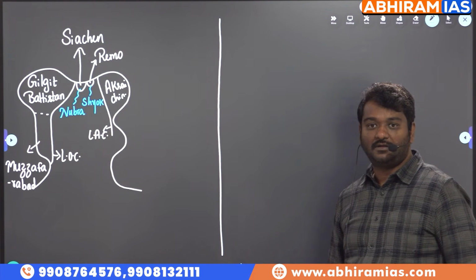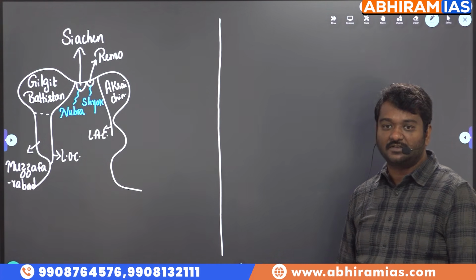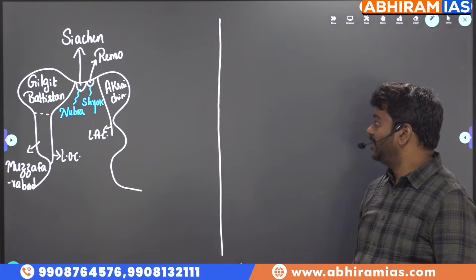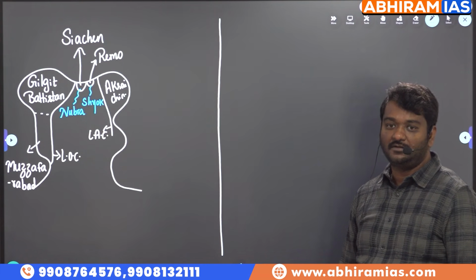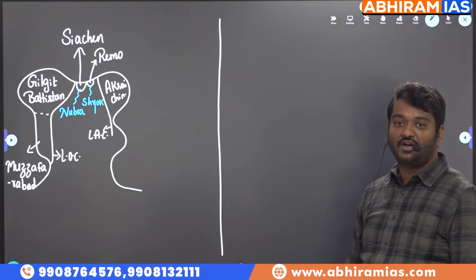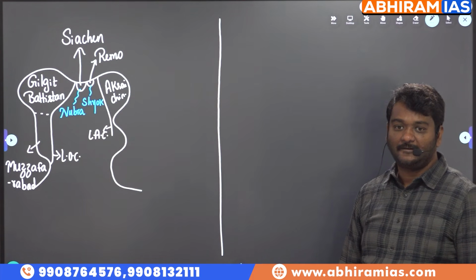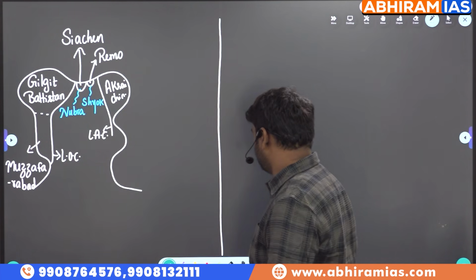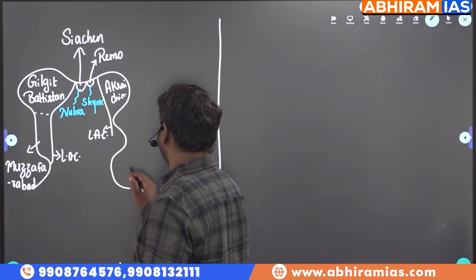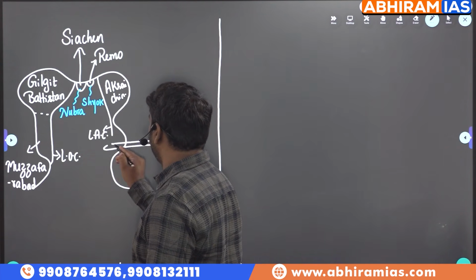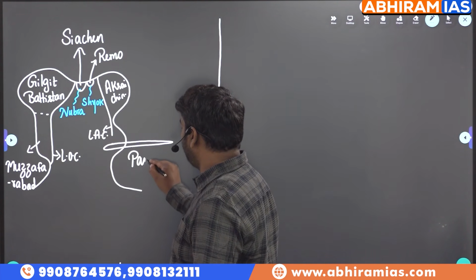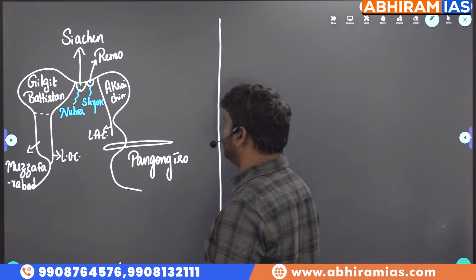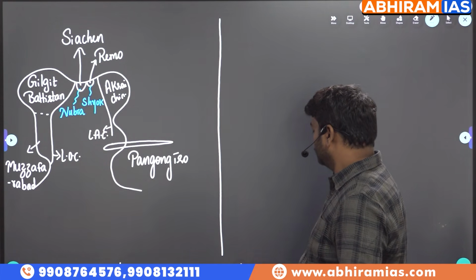Where is Siachen? Siachen is on the western side of Gilgit-Baltistan. Which side of Gilgit-Baltistan? Eastern. It is on the eastern side of Aksai Chin, western side. It is on the northern side of Nubra River. Yes, that was the answer. Here we have a lake called Pangong Tso Lake. This is disputed.